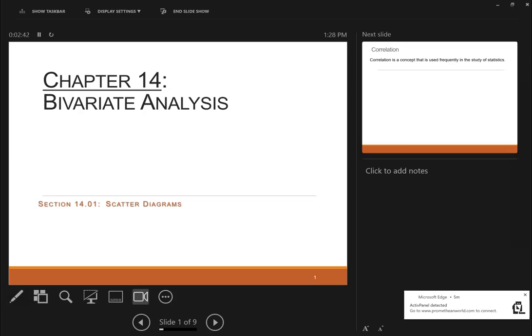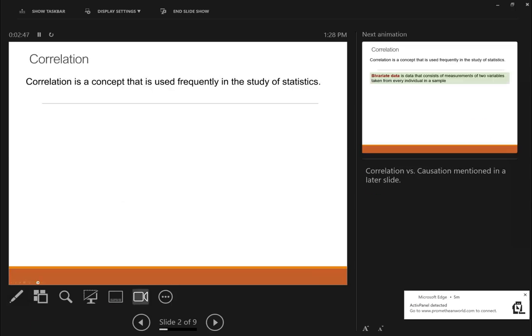Now let's start chapter 14. Here we go. In chapter 14, we're talking about bivariate data, or bivariate statistics, and we say the prefix bi. What does that mean? Two. Bivariate means two variables. Great. Now, an important statistic when examining two variables is, is there a correlation between the two variables?